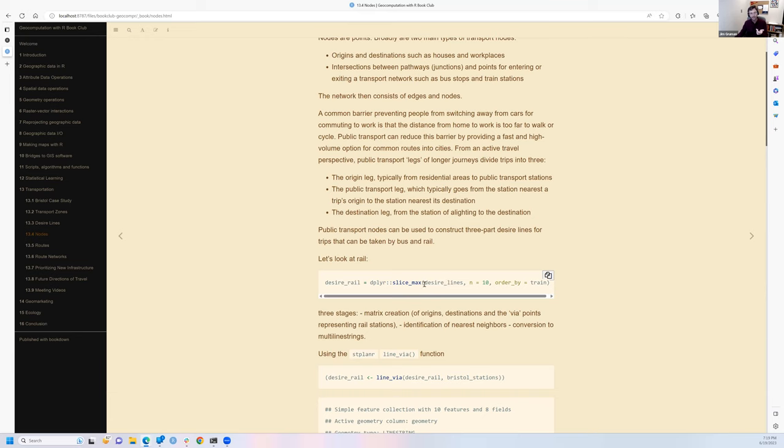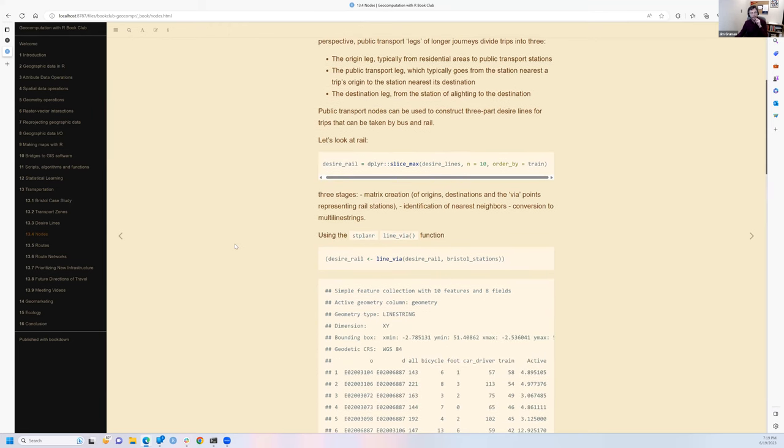Here again, we have in our data set in the desire lines the column specifically on train, for example, and we can see that, well, we could make just the rail piece of that, or even better, from the SD Planner package, we can identify the nearest neighbors components and convert those to multi-line strings to visualize what are likely or possibly high demand multi-mode trips.